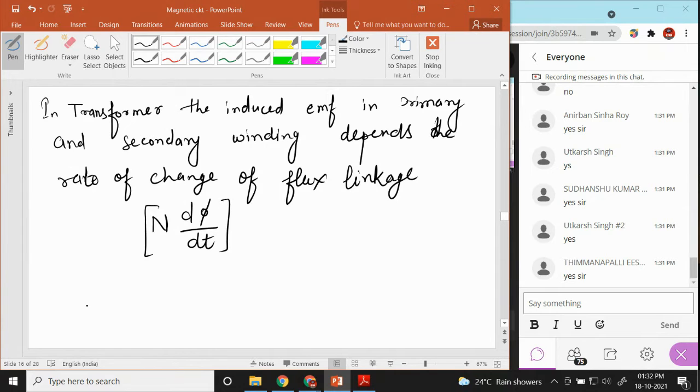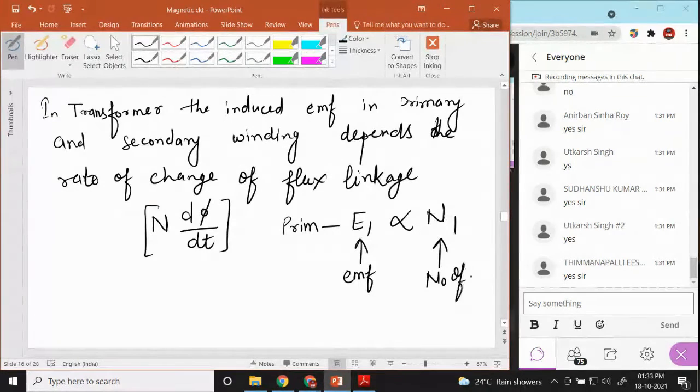So this is the mathematical formulation in a transformer. In the primary side, what are the components? E1 is the induced EMF in the primary, which is directly proportional to the number of turns, N1. If you increase the number of turns here, more EMF will be generated in the primary side. If you use fewer turns in the primary side, less EMF will be generated.